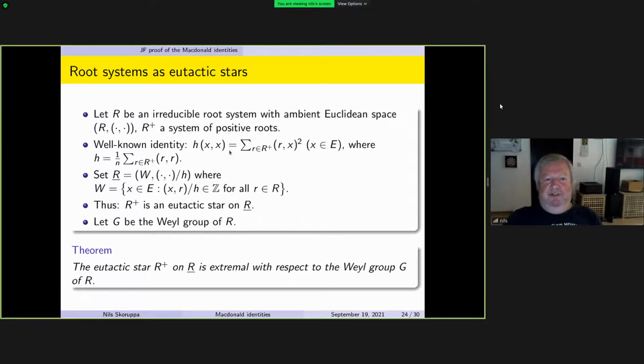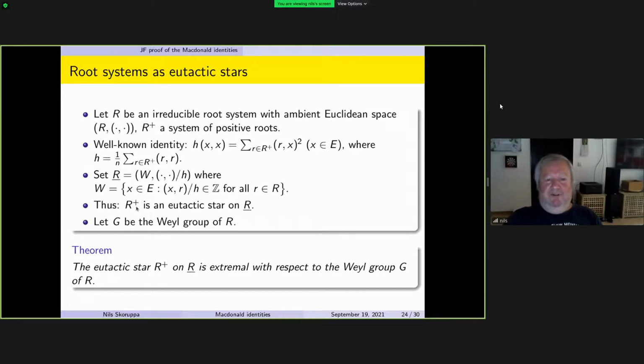And this means this identity, if we just do the right rescaling, so if we just consider all x and e such that x·h is in Z for all r and R, right? So this here is a lattice then. And if you take our scalar product from the Euclidean space and rescale it by this number h, then this identity can be interpreted as an embedding of this lattice R into Z to the n, where n is just the number of positive roots that we have here.